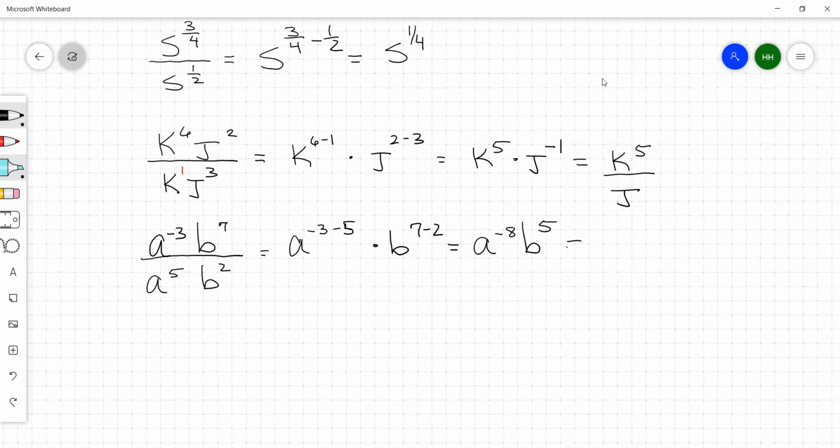And then to finish this, the a to the -8 has to go to the denominator and become +8. And since the b is already raised to a positive power and it's in the numerator, it can stay in the numerator. So there's your simplest form.